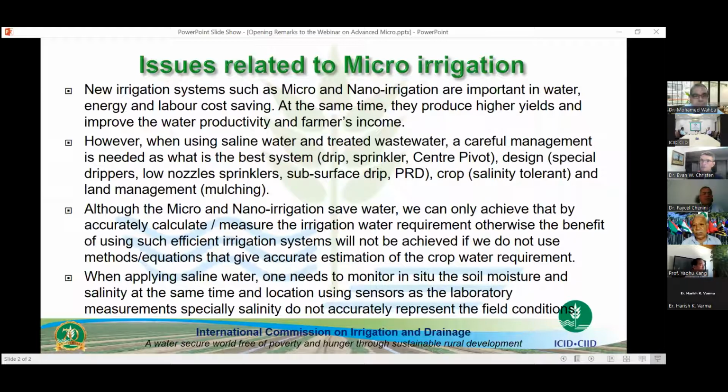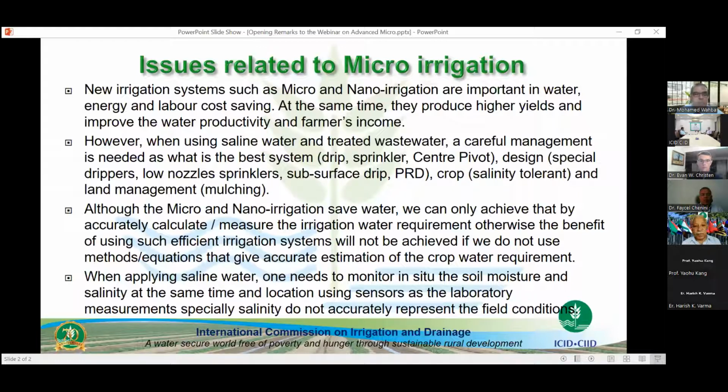Shouldn't we use salinity-tolerant crops? And land management also, like mulching, decreases the evaporation and of course decreases the salinity accumulation. So when we are using micro and nano irrigation, we take into consideration other factors to maximize the benefits, like the management I mentioned. However, there is another issue I met from my experience. Although micro and nano irrigation save water, we can only achieve that by accurate calculation or measuring of the irrigation water requirements.